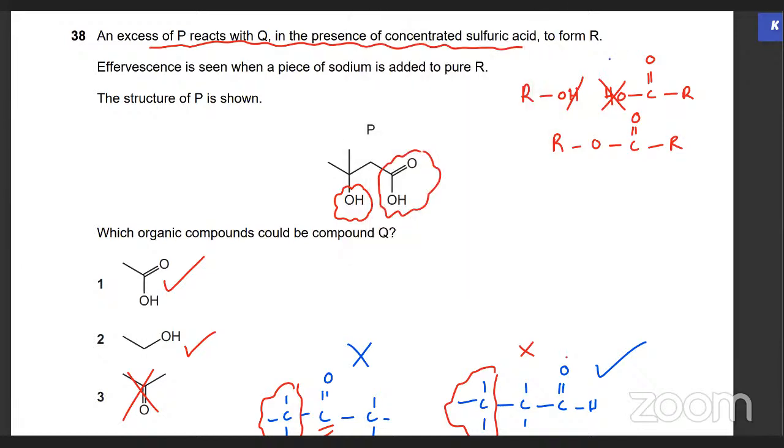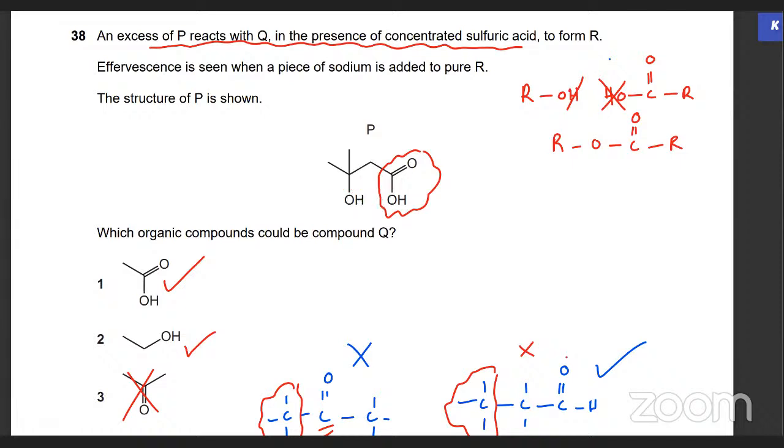Okay, let me draw both molecules. Now the second part is that R is going to be produced, and effervescence is seen when a piece of sodium is added to R. So let's talk about the first one, carboxylic acid. Remember, the carboxylic acid would form an ester with the alcohol. So I'm going to do that.